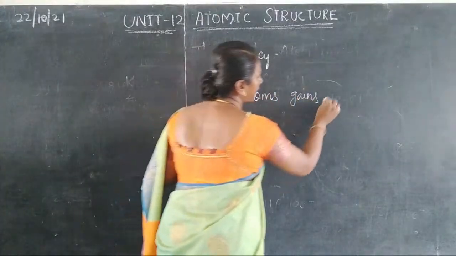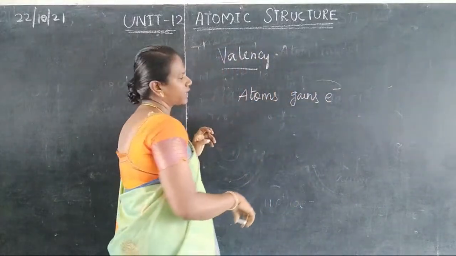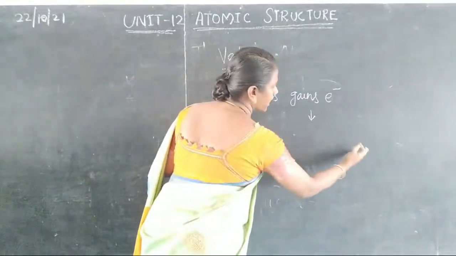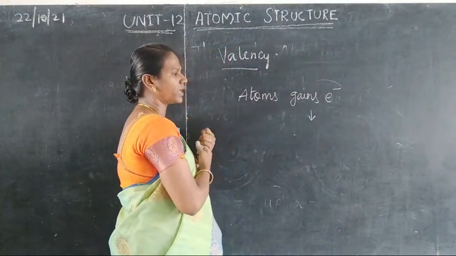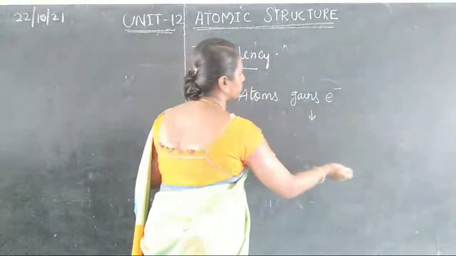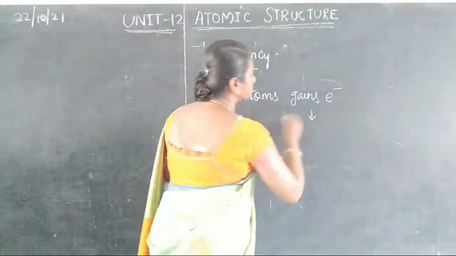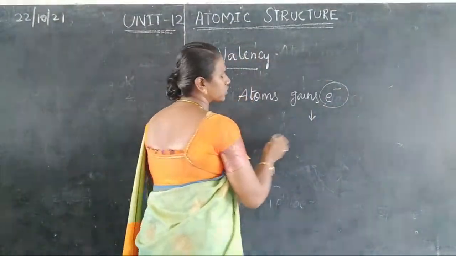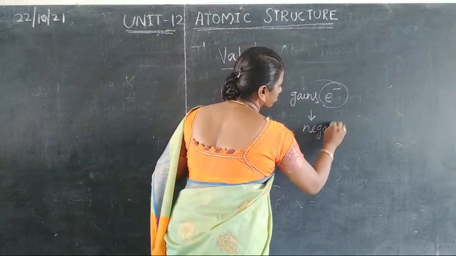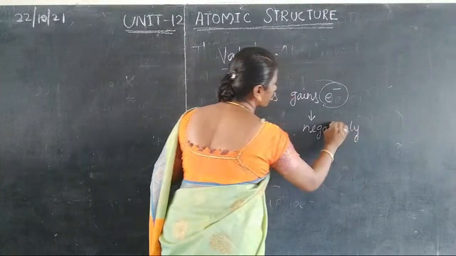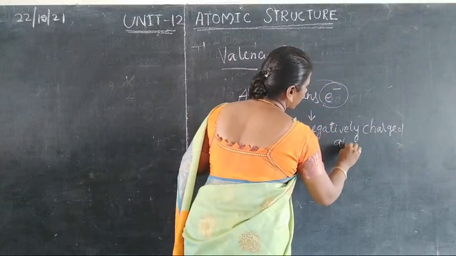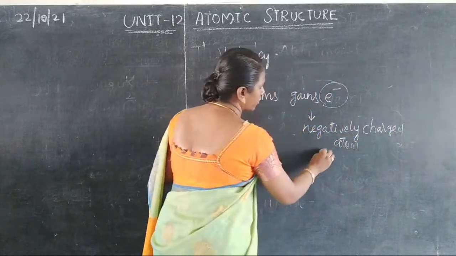If an atom gains an electron, as we already know with chlorine, chlorine gains one electron, so it forms a negative charge. If an atom gains an electron, that atom is called a negatively charged atom, or anion.